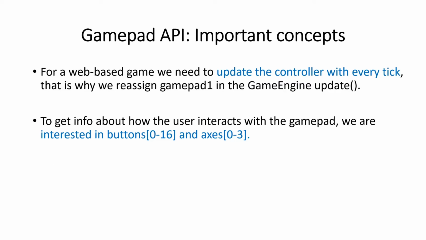Some important concepts. For a web-based game, we need to update the controller with every tick. That is why we reassign gamepad1 in the game engine update. To get info about how the user interacts with the gamepad, we are interested in buttons indices 0 up to 16 and axis 0 up to 3.